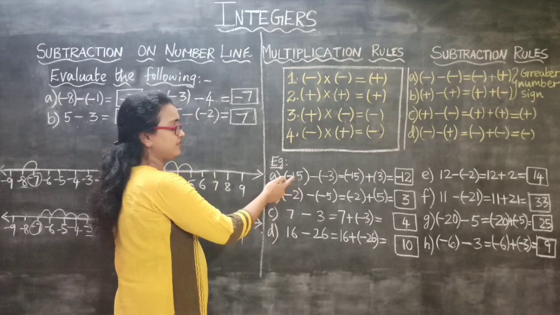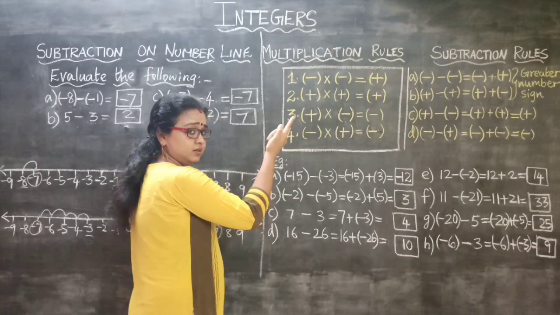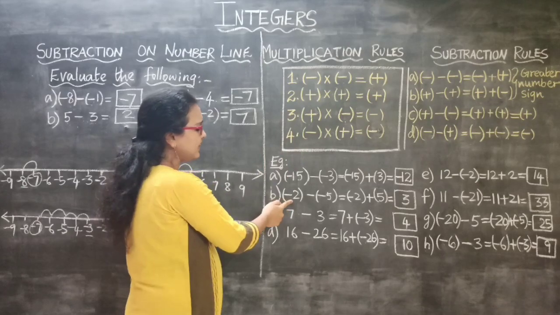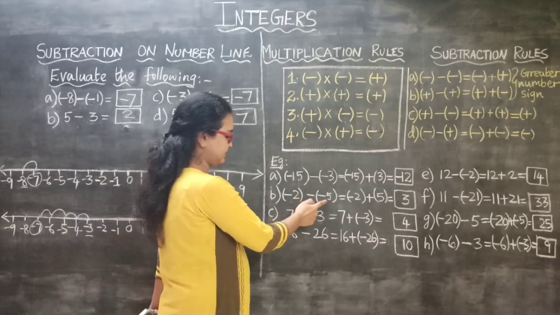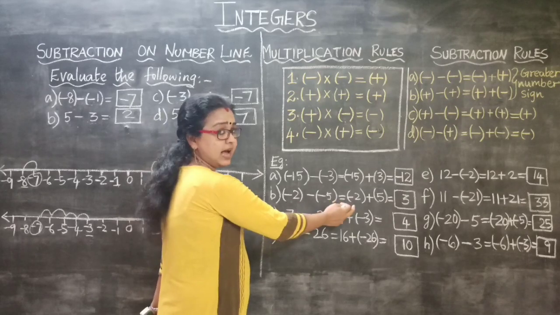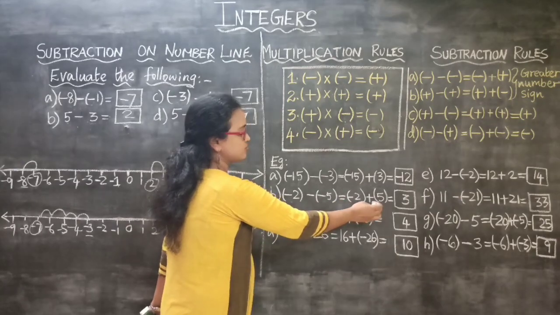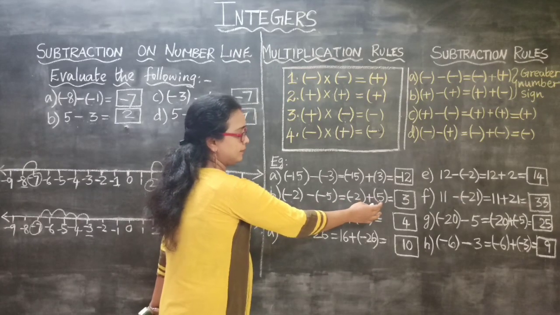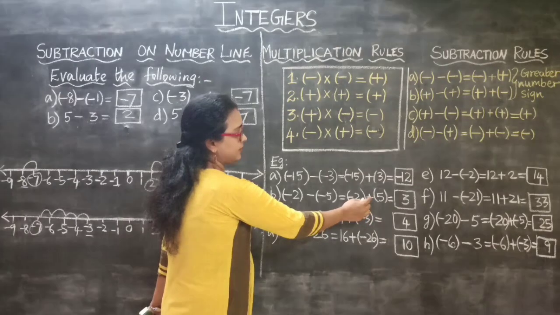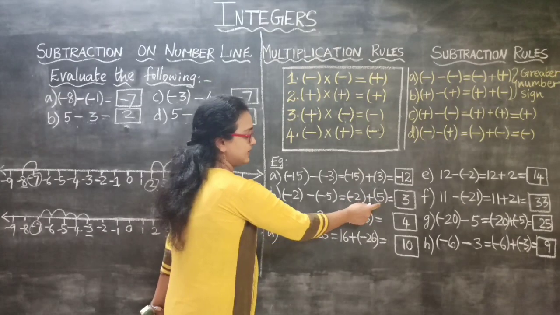Next question of the same kind, an example for the first rule. Minus 2 minus minus 5. There are two negative integers. So the first number remains as it is. Minus multiplied by minus is plus. So the second integer will become positive, and we have to put a plus symbol here, that is the addition symbol. Minus 2 and plus 5.